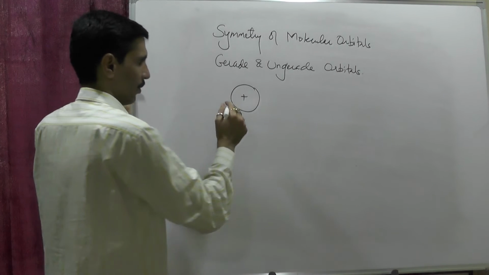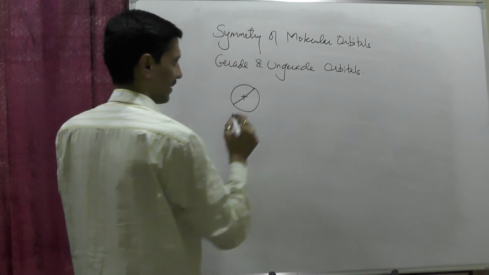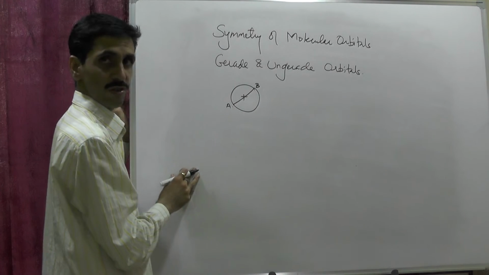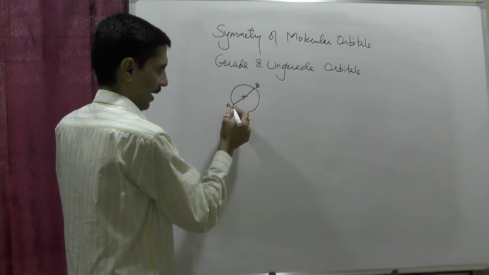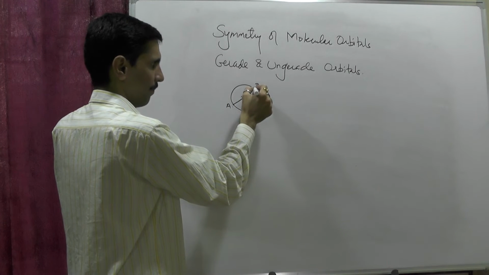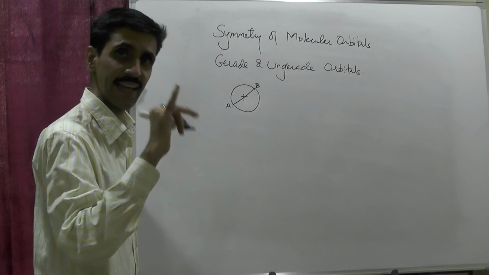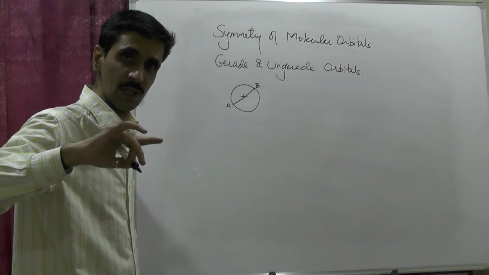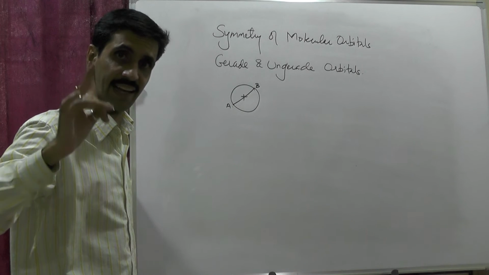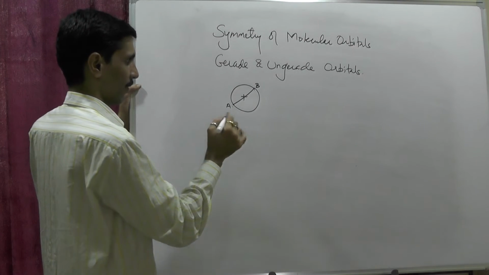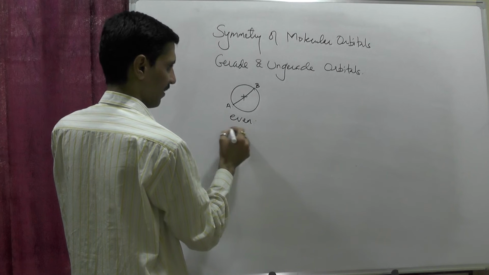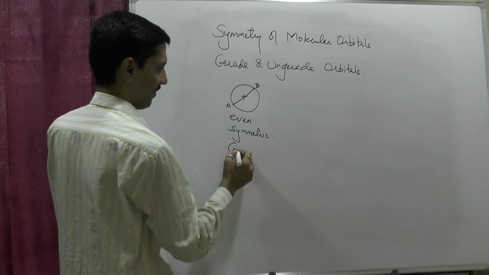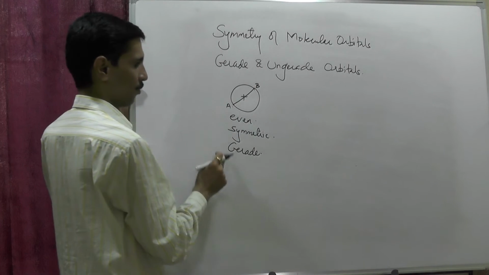Alright, so if I draw a line, a diagonal, I mark this as point A and I mark this as point B. If I go from point A to point B, I need to find out the sign. At point A the sign is positive, at point B the sign is positive. So as I travel, between the two opposite points along the diagonal, the sign remains the same. And that is what we call even, or we call it symmetric. And that is what we call gerade. Gerade means it is even.